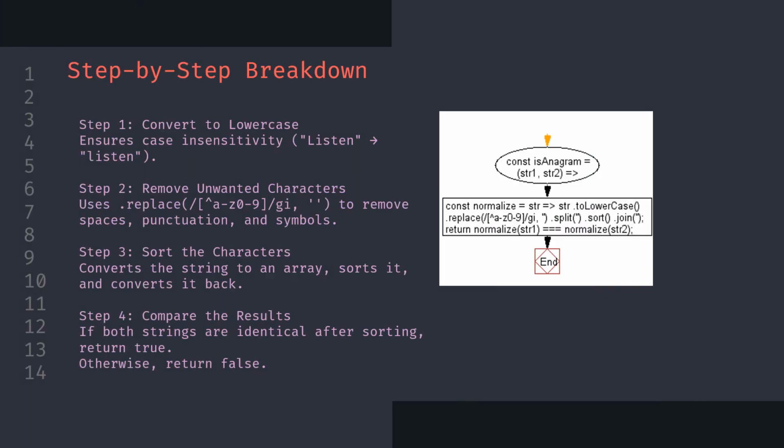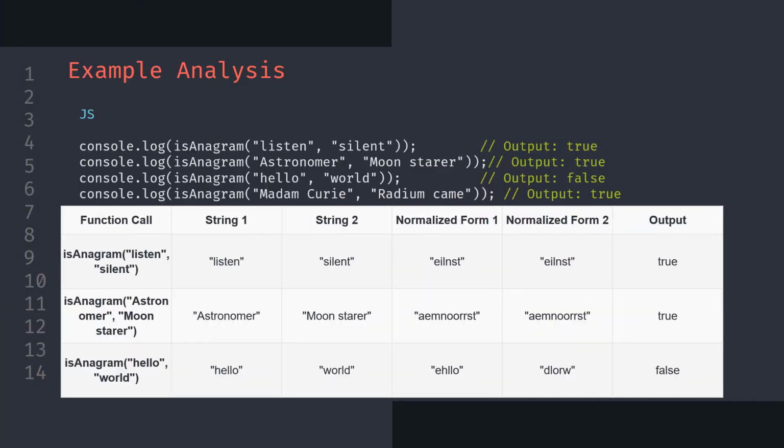This method ensures that only letters and numbers are considered, while ignoring case and spaces. By sorting both words, you can easily check if they are made of the same characters. This function correctly identifies anagrams by normalizing and sorting the input strings. As we see in this table, listen and silent become the same sequence of letters, whereas hello and world do not.